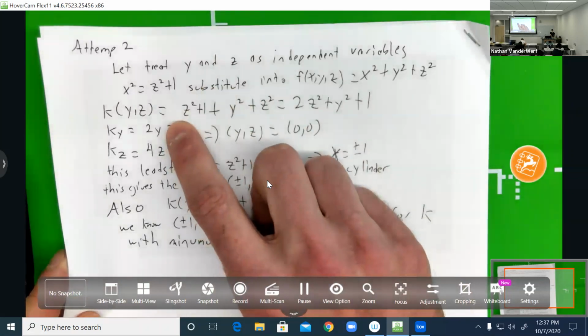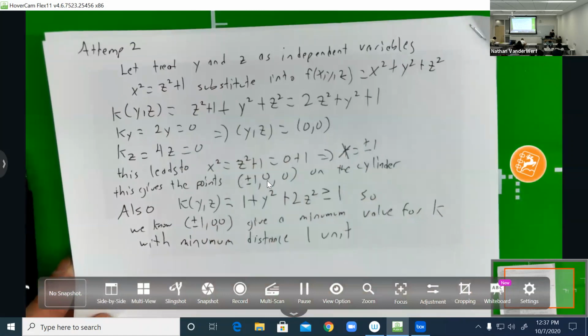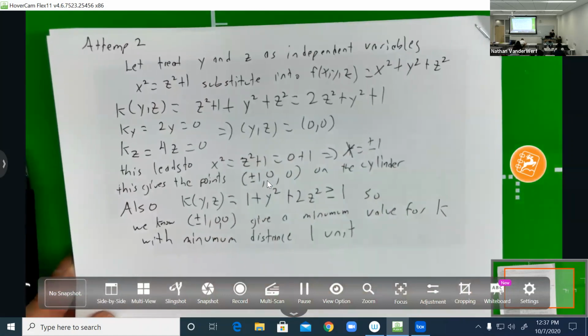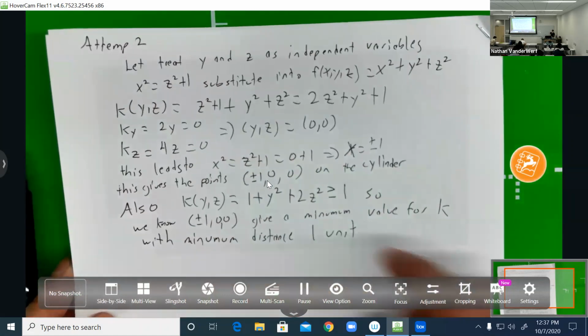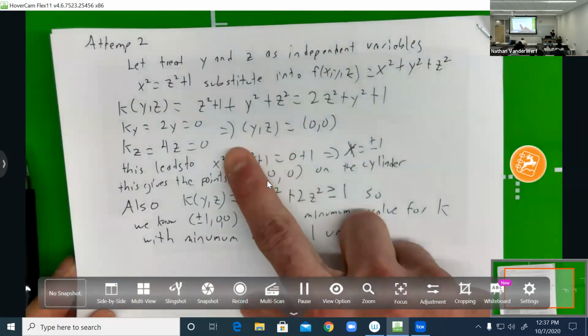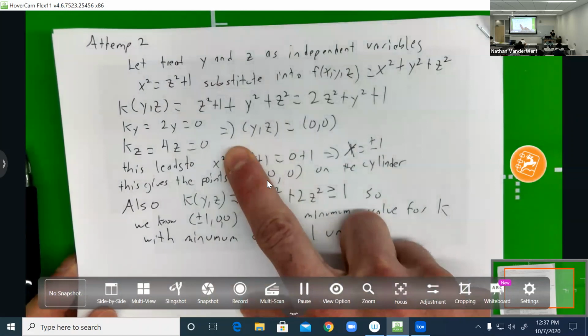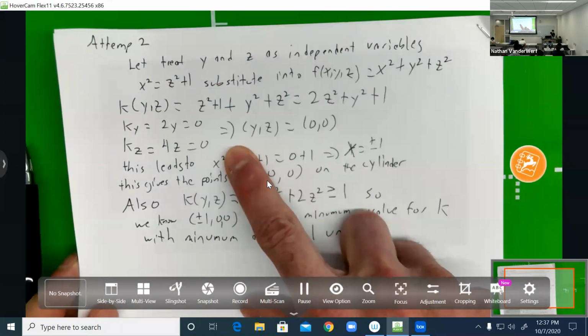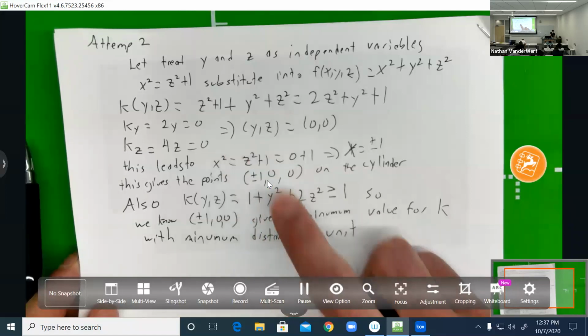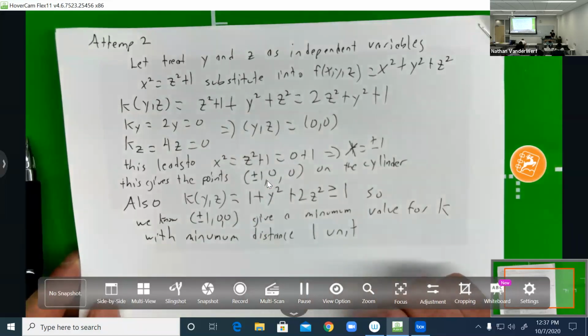Because there are no other restrictions on z, we can just take whatever we get from the partial derivative, set it equal to 0, and have a correct solution this time. Does that make sense?